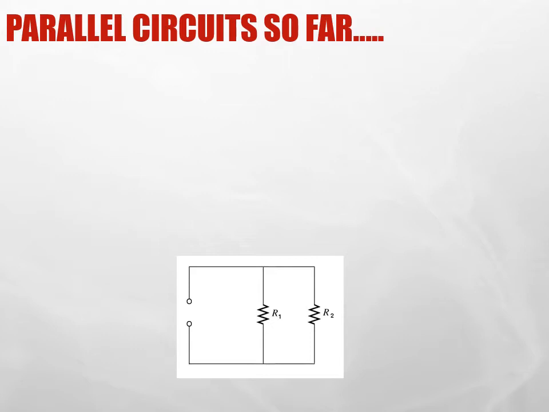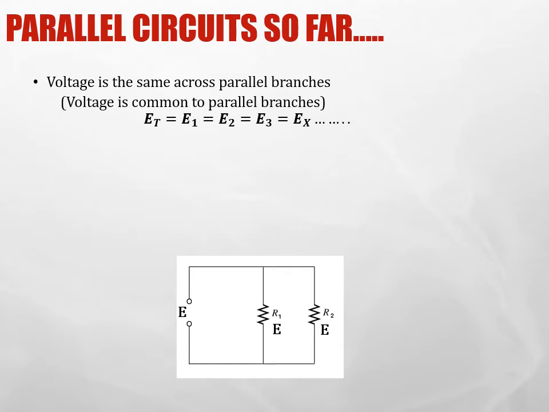So what have we learned about parallel circuits so far? Well, we know that when we have two resistors that are wired in parallel, or as we say, side by side, where both the tops go back to the source and both the bottoms go back to the source, each resistor will get the entire source voltage, where the voltage of R1 and the voltage of R2 will equal the source voltage, as well as any other parallel branches. We say that parallel branches have the same voltage.